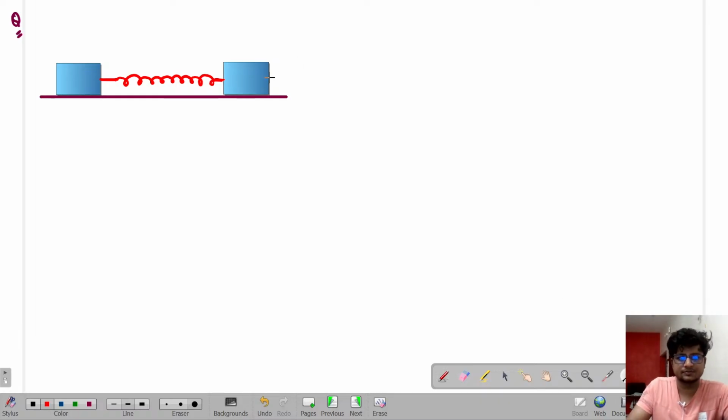And this block is pulled by a force of, let's suppose, 50 Newton. This has mass 2 kg. This has mass 1 kg. And at that instant of time, it has an acceleration a equal to 5 meter per second square.